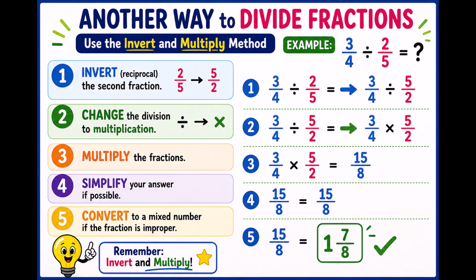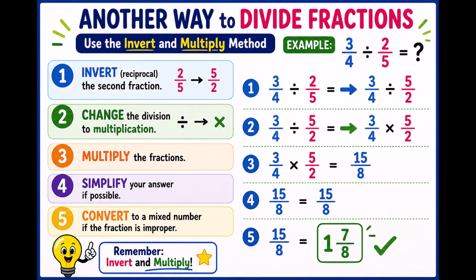Step 2. Change the division sign to multiplication. So replace the division sign with a multiplication sign. Now our problem is 3/4 times 5/2. So step 3, multiply the fractions. Multiply the numerators. What is that? 3 times 5 equals 15. Now we're going to multiply the denominators. 4 times 2 equals 8.